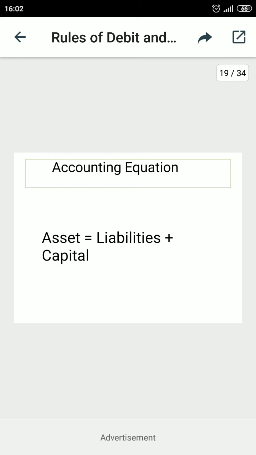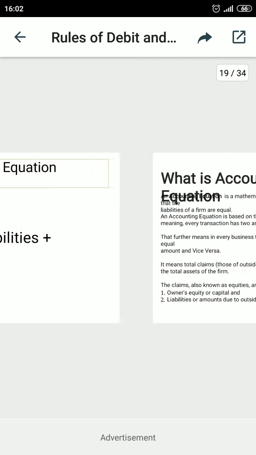Again, listen: revenue will increase the capital, and expenses will decrease the capital. So these two rules of debit and credit show the effects on the capital. Even then, if you do not consider these two items, your equation will not be equal. The equation means the double entry system is based on equality. So the asset is equivalent to liabilities and capital. Again, the asset means the debit is equivalent to credit.